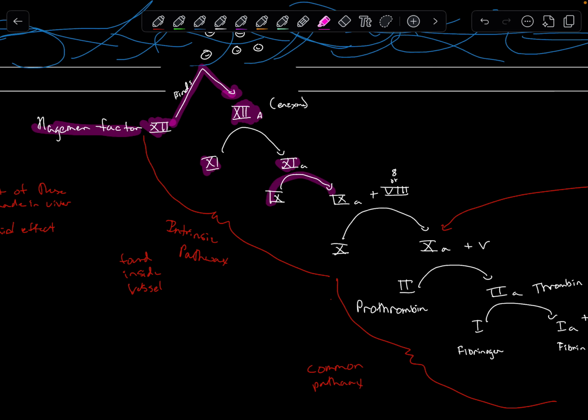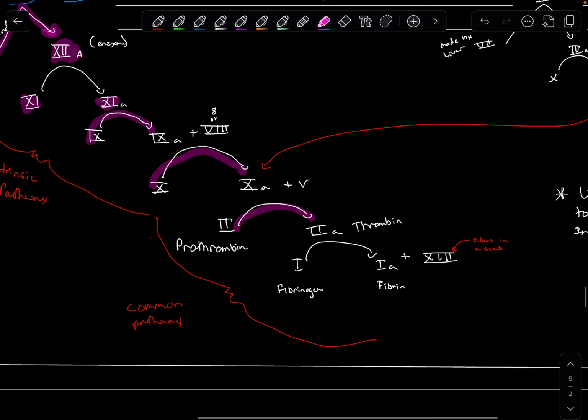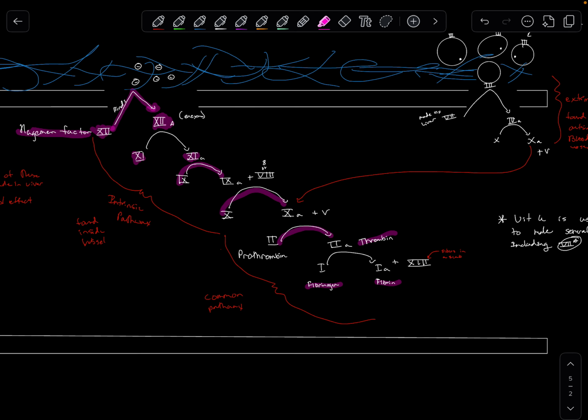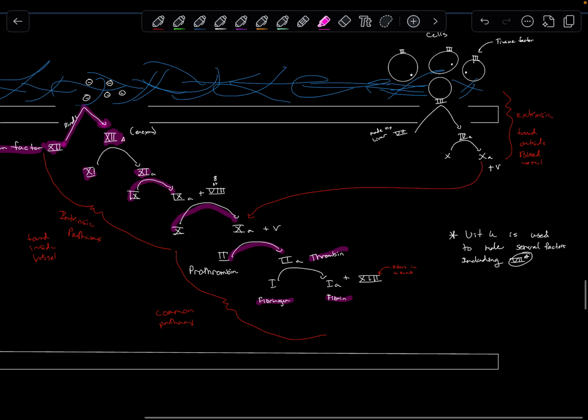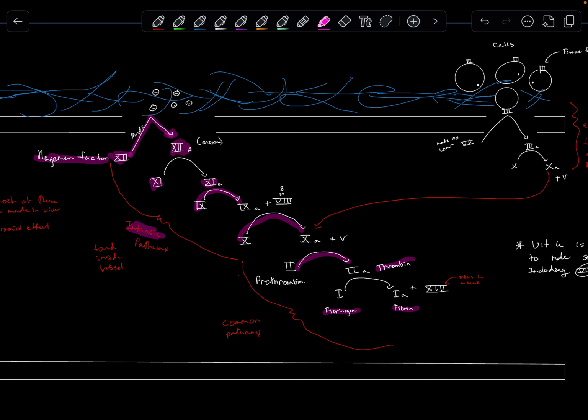This will keep going on and on until we get to the most important portion, which is when prothrombin turns into thrombin and fibrinogen turns into fibrin. And fibrin is what makes the mesh on the hole, basically. That whole portion was part of the intrinsic pathway and common pathway.